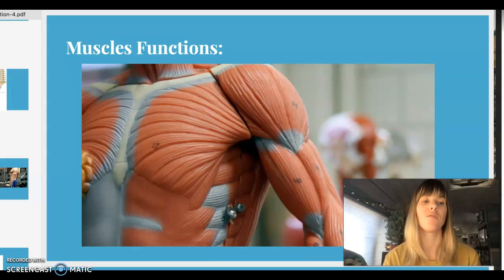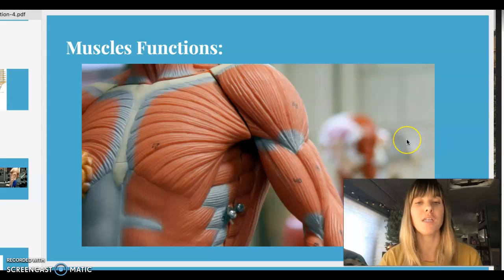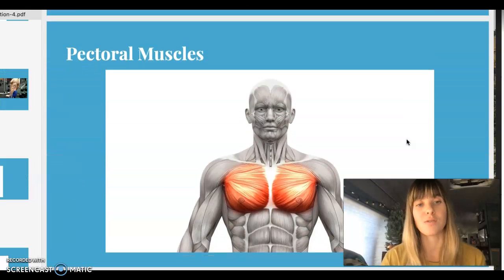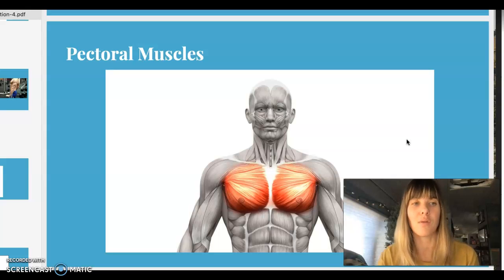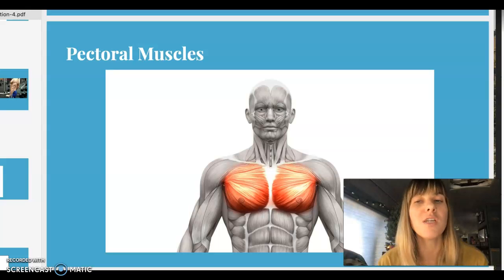Or for instance, if we are doing a push-up, we will move into our pectoral muscles, which I want to dive a little bit deeper into. We have 4 major pectoral muscles: the pectoralis major, the pectoralis minor, the subclavius, and the serratus anterior.